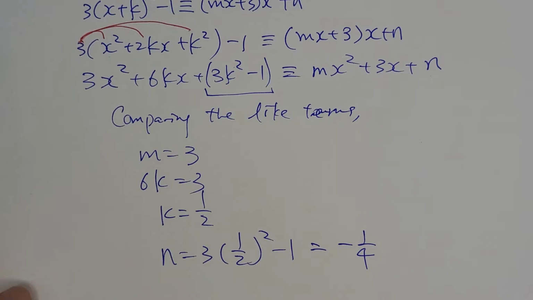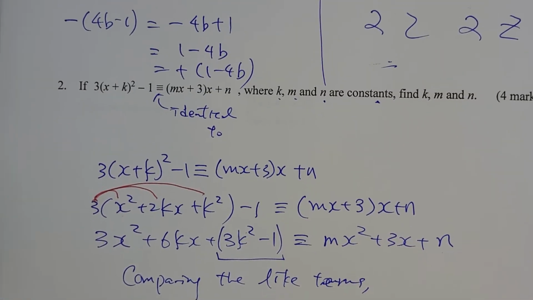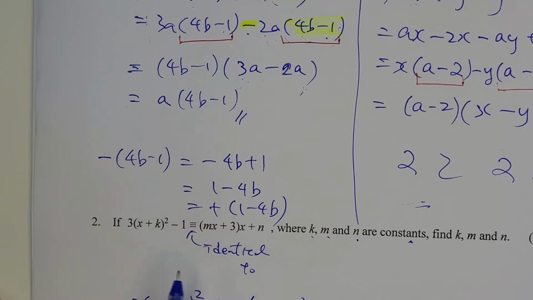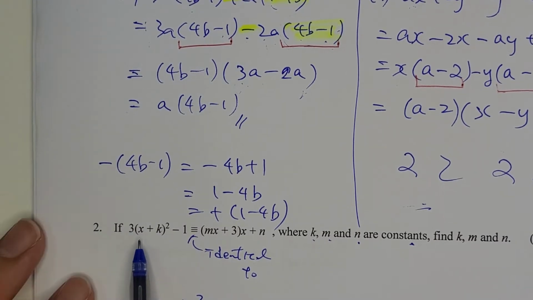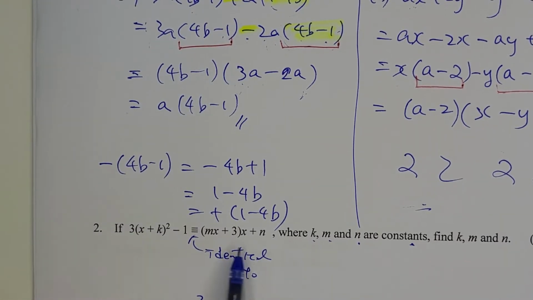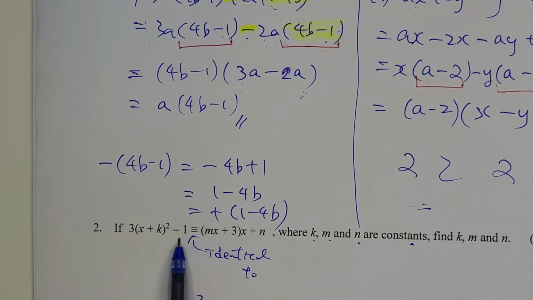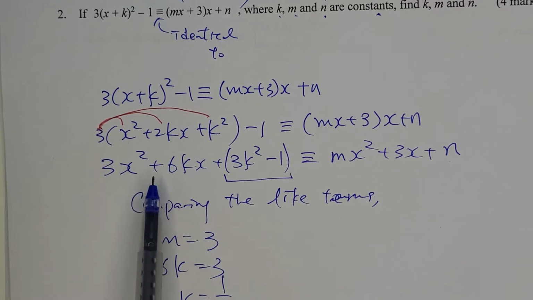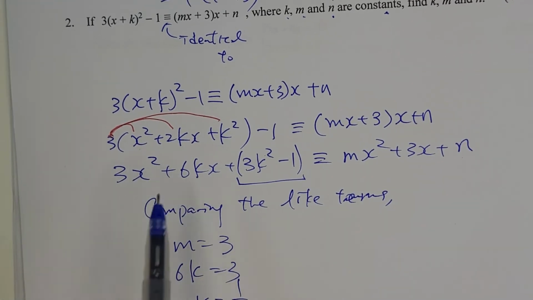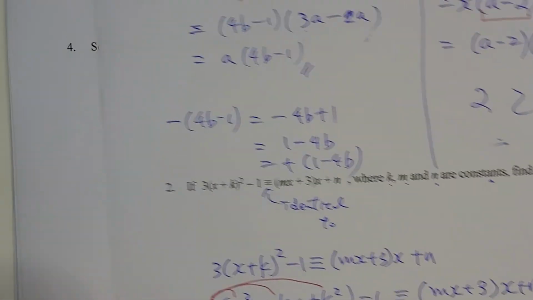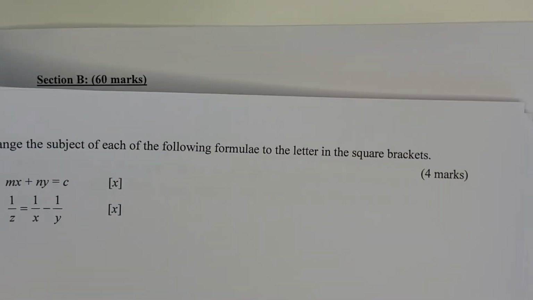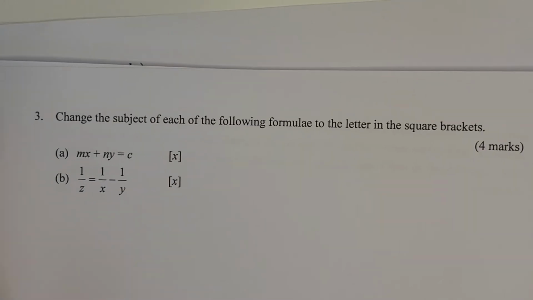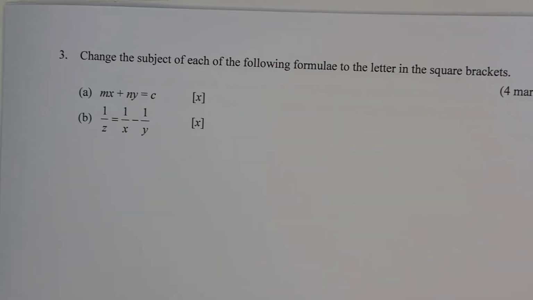Some of you may think, can I use method of substitution in this question? I think it's not quite easy to do so because you will find that there are so many unknown constants here. Then you do not know which number you substitute would cancel some terms to find the desired answer. So in this case, comparing coefficients would be the better way, the robust way to finish it. Okay, and go to question number 3. That is the question about changing the subject.